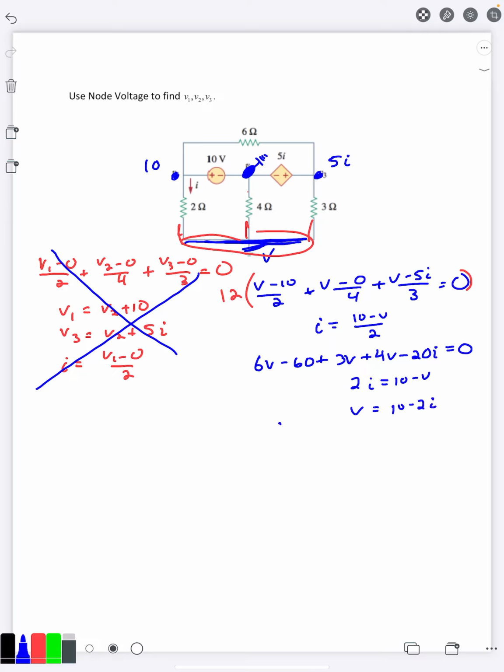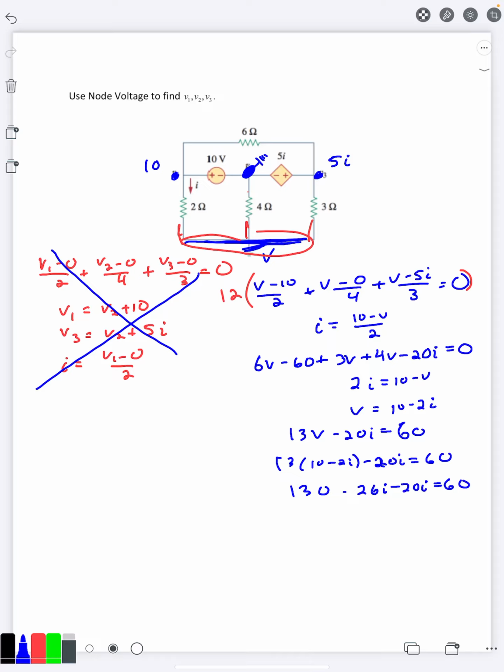Plug that in the top one here. 6 times 10 minus 2I minus 60 plus 3 times 10 minus 2I. Maybe I'll just combine things first, actually. So it was 6, 9. That looks like it's going to be 13V minus 20I is 60. That'll be easier to plug in my V now. 13 times 10 minus 2I plus minus 20I equals 60. That's going to be 130 minus 26I minus 20I is 60.